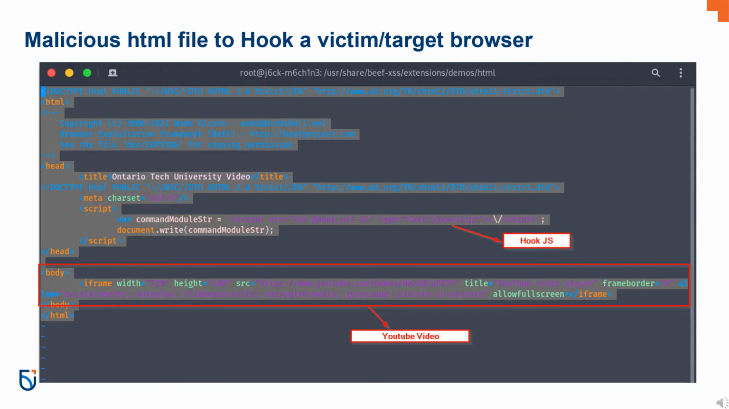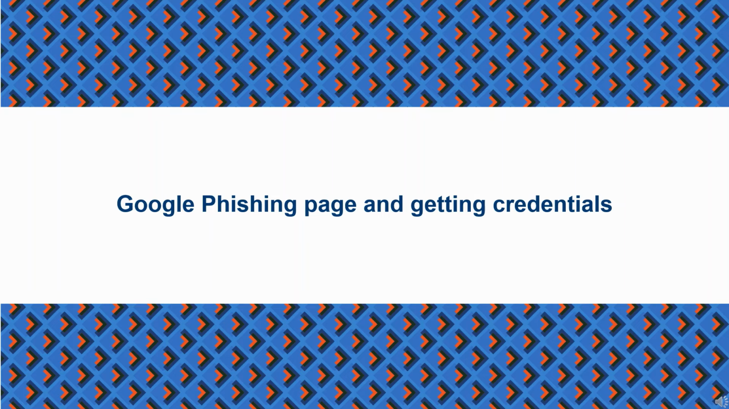Here is the malicious HTML file to hook the target browser to Beef. The malicious HTML code has the JavaScript file for hooking the victim browser to the attacker's Beef UI. So this HTML just shows an embedded video along with a malicious script which is taken from the attacker machine. Performing an attack using the Google phishing page.